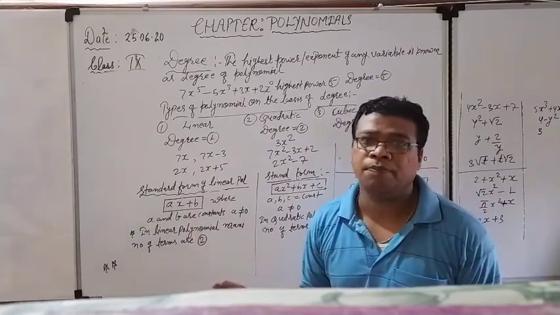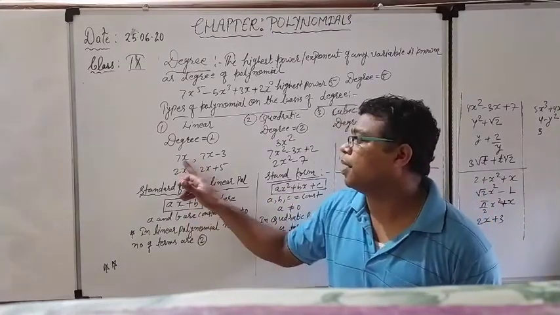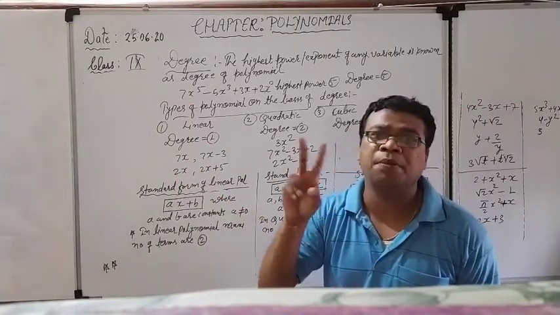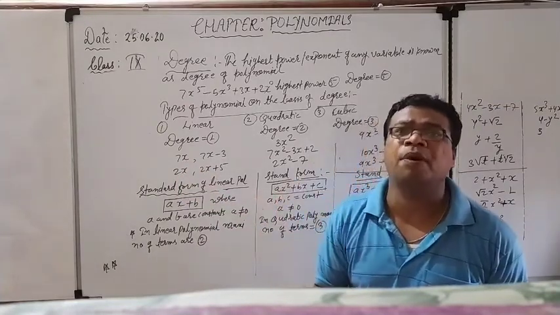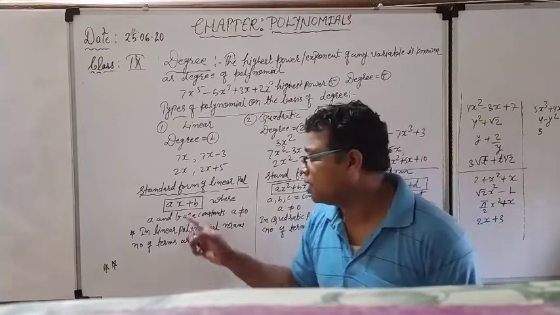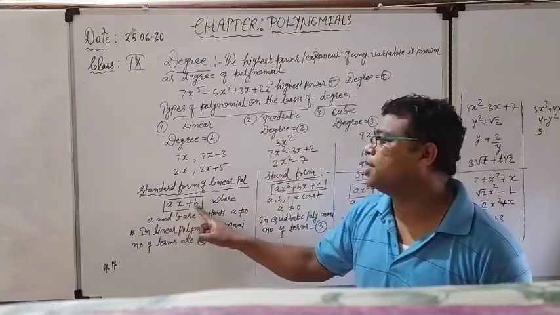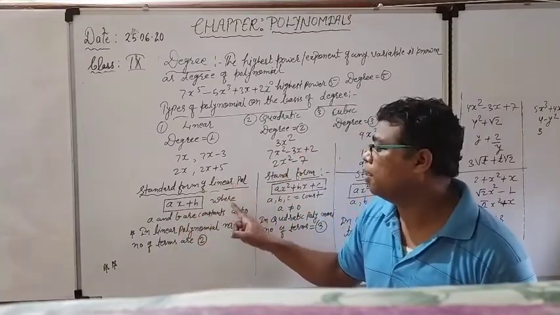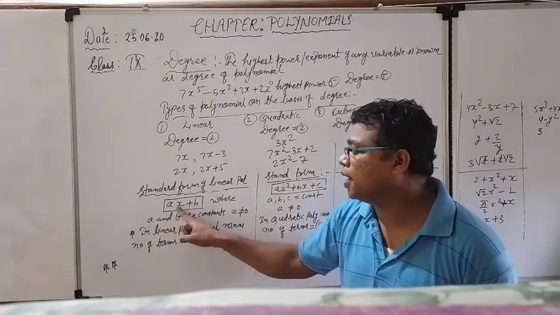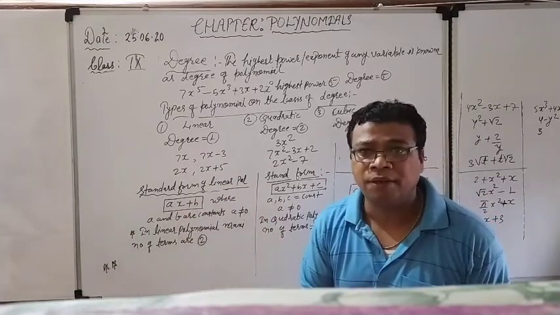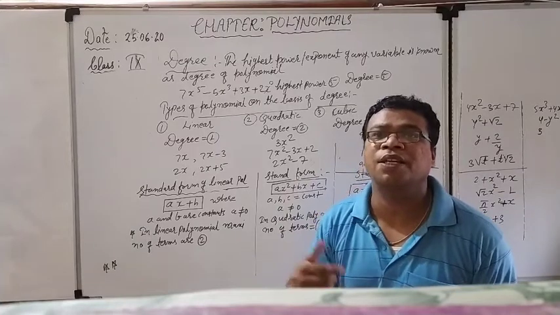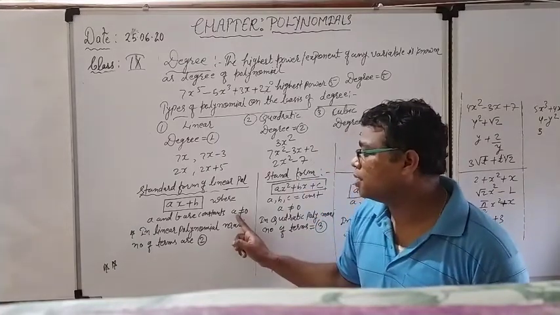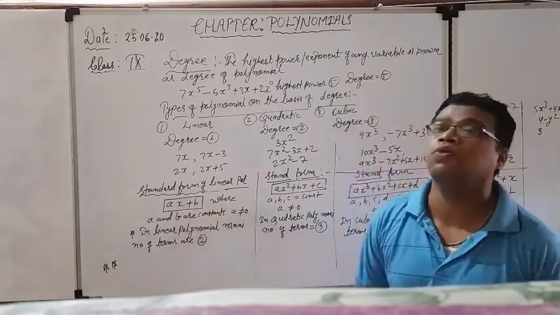Ax plus b. Because see the example, either it may be monomial, or it may be binomial. It means the maximum number of terms will always be 2. Same thing I have written here, ax plus b. This is the standard form of the linear polynomial. Here a and b are constants, numeric values, digits. And the condition is that a should never be equal to 0.